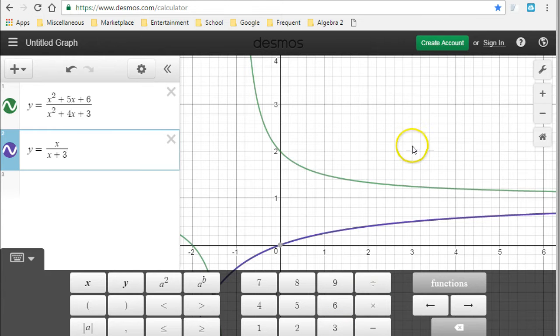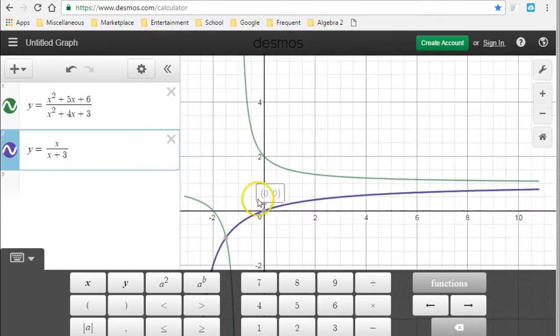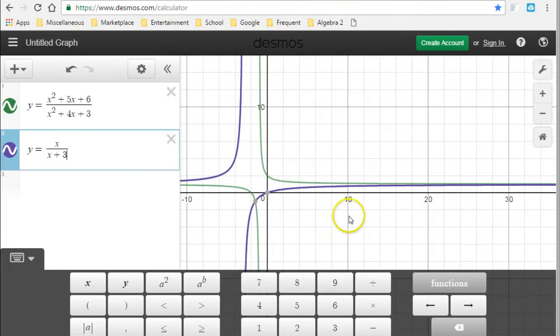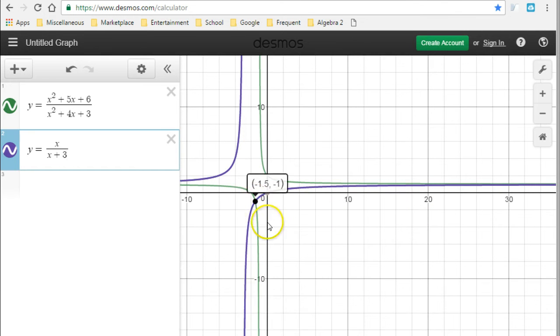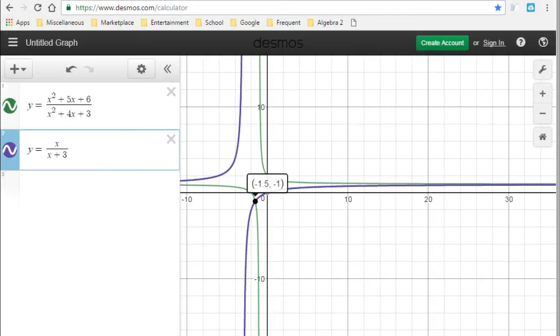Alright, I'm going to zoom out a bit so I can get a better view. So we're looking for the points of intersection between these two. And it seems like here is the point of intersection, negative 1.5 comma negative 1. And of course negative 1.5 comma negative 1 is the same thing as negative 3 over 2 comma negative 1. So that's how you would solve it graphically.